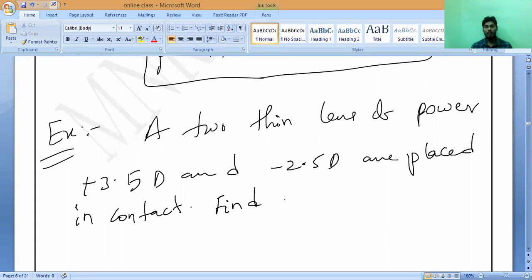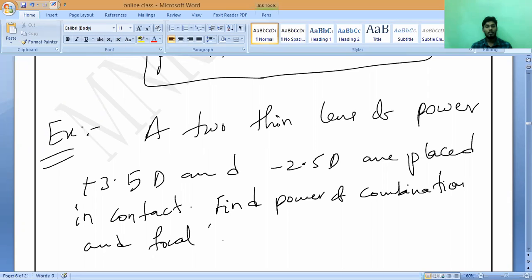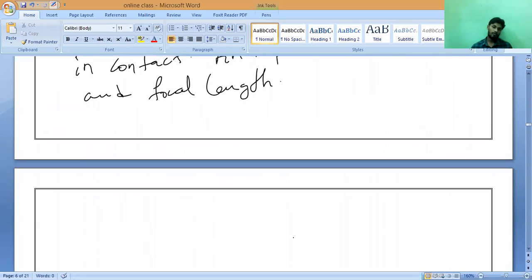Find the power of combination and focal length. Please, all of you, start doing now. Sir, power of combination is plus 1D, sir.